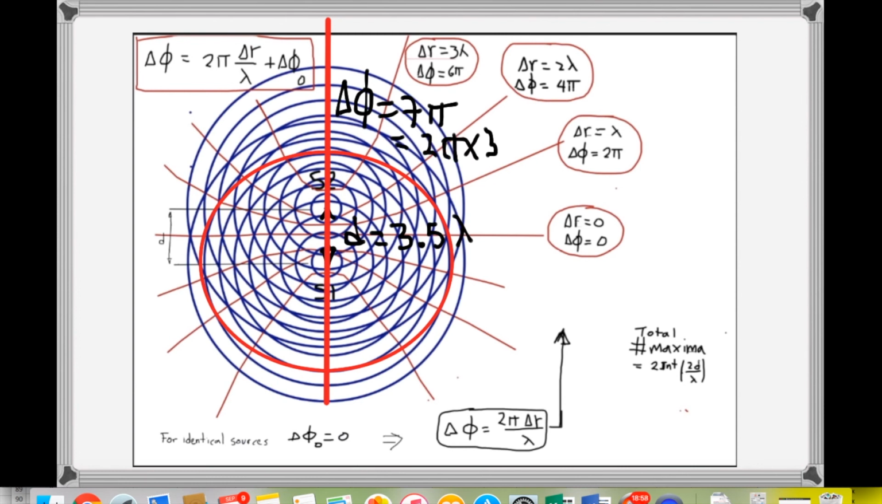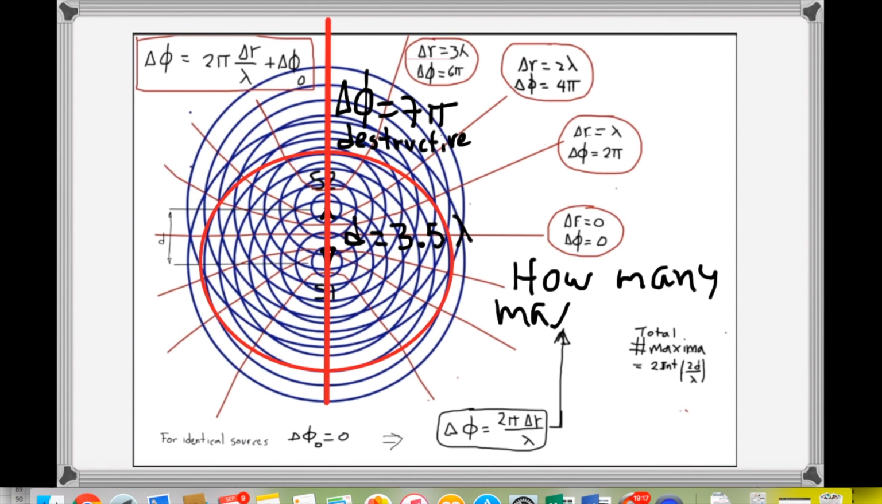So notice that the line that bisects the sources has a difference in phase of 0, and the next line above that one is 2 pi, which is constructive interference, then 4 pi constructive interference, then 6 pi constructive interference, and then when we get to the line that connects the two sources, we have destructive interference. 7 pi is destructive interference. It's an odd multiple of pi, which gives you destructive interference.